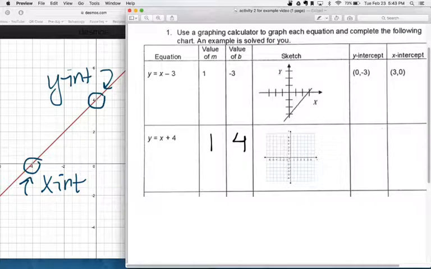I'm going to go ahead and write down those two ordered pairs. My y-intercept would be 0, 4, and my x-intercept is going to be negative 4, 0. Then we're going to plot those points. Over 0, up 4 is my first point, and then back 4, up 0 is my next point. Then we're going to connect those two points.